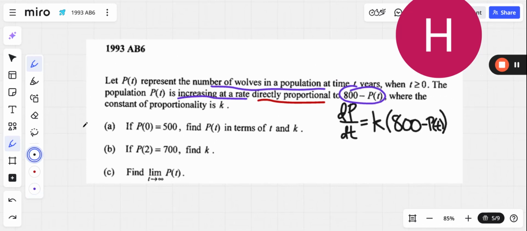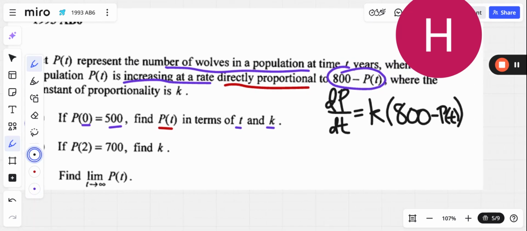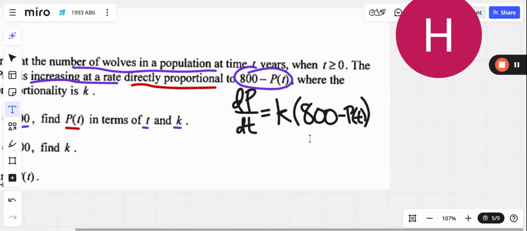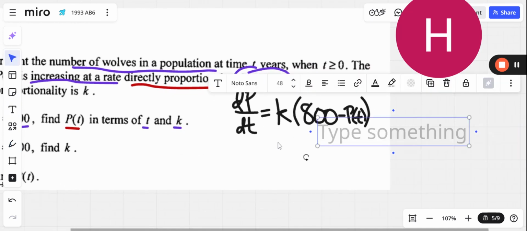Okay, let's get ready with part A. Part A says, if this initial condition is true, find P of t in terms of t and k. So we're not going to have k solved yet. That's really important. And I also want to mention something that is definitely worth mentioning here. When do we have a derivative that's proportional to the original function in any way?